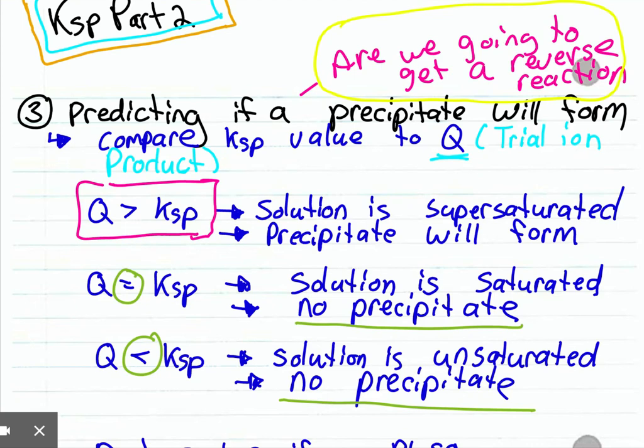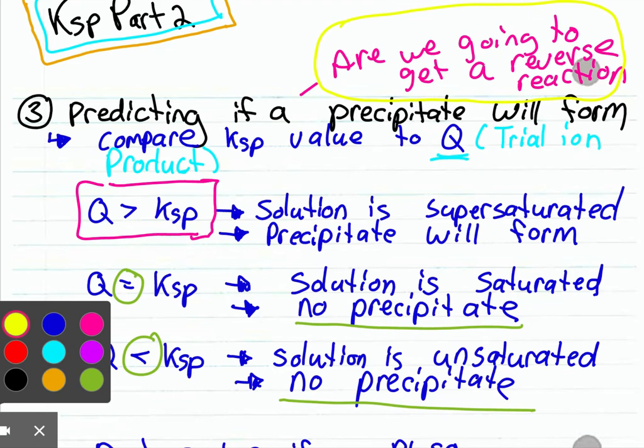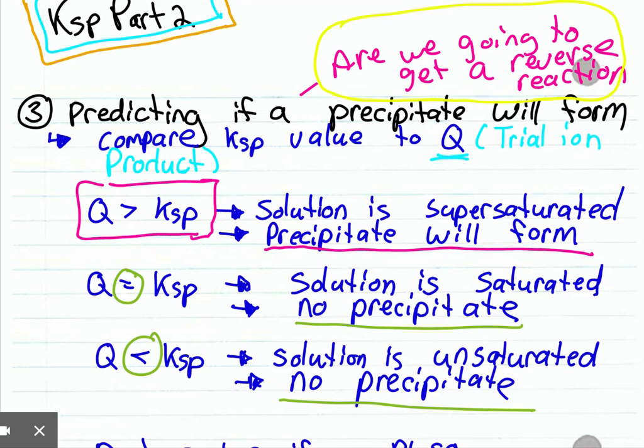Okay, so that's a big piece here. So if our whole point is to predict if a precipitate will happen, what we really want to do is figure out the relationship between Q and KSP. If Q is equal to KSP, there's no precipitate. The solution is saturated, so that means there's just the perfect amount of solute dissolved in the solution. And if Q is less than KSP, the solution is unsaturated, which means the solution can handle more solute, and there's no precipitate.